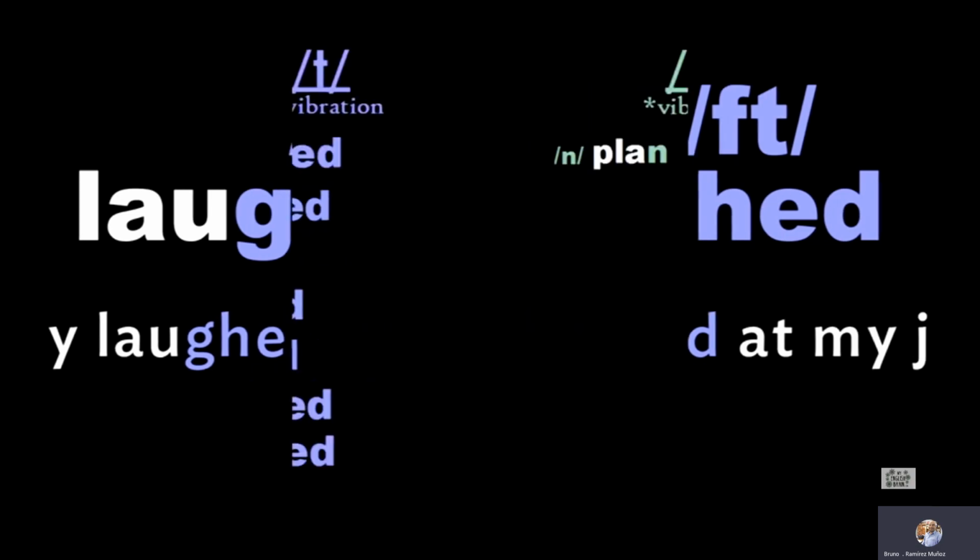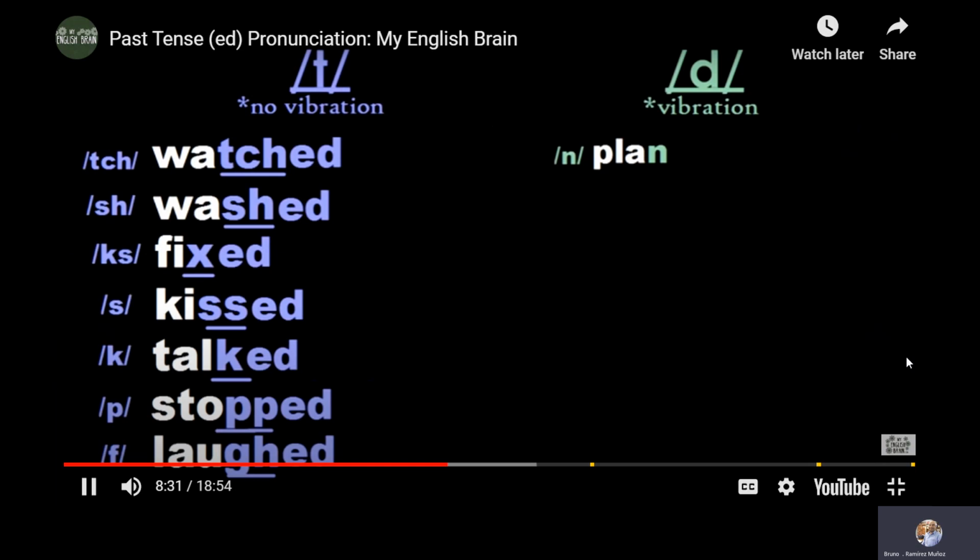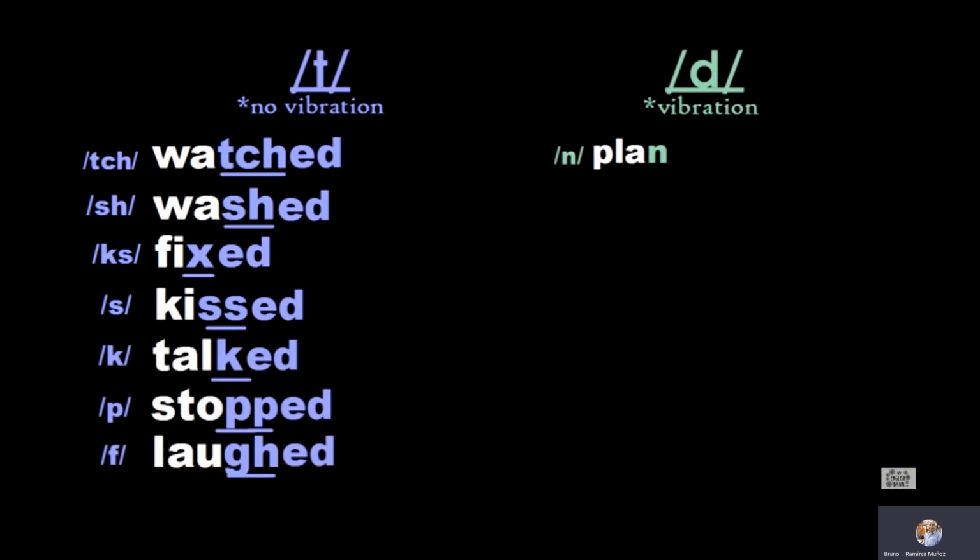Now let's focus on the vibration sounds with d. We saw n with plan, and in the past tense we say planned. Now repeat the sounds and the words for the vibration. Dream, dreamed.